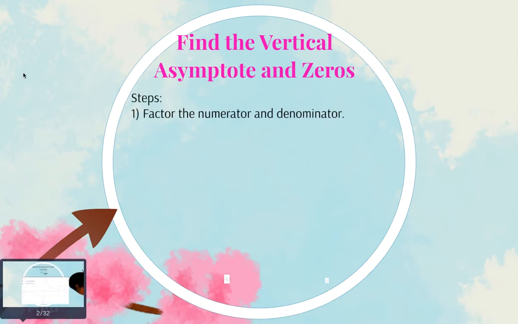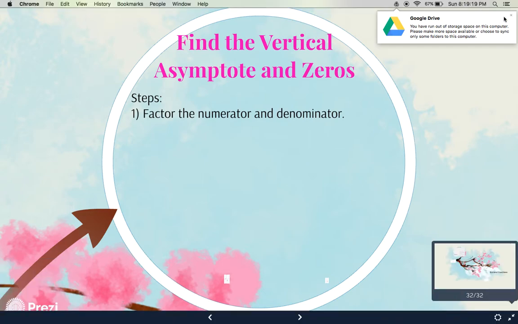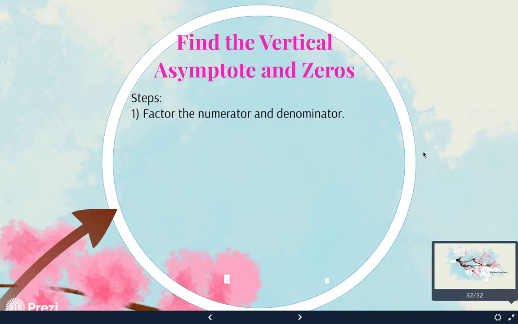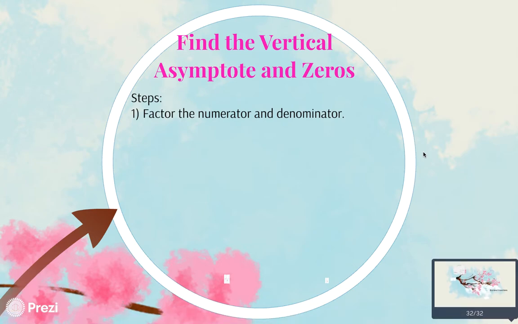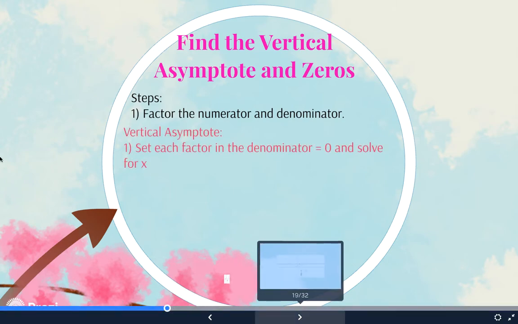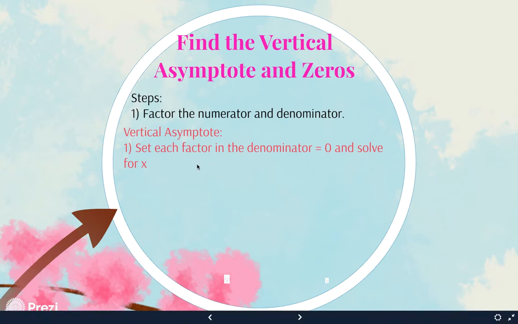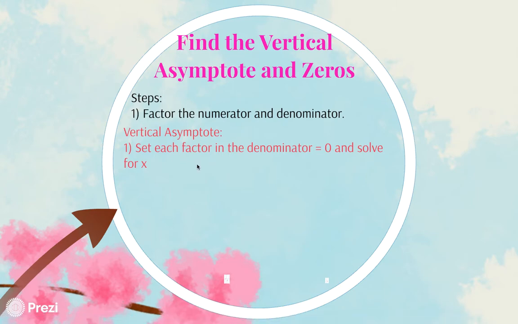Okay, so the steps we'll be doing on these. The first step will be factoring the numerator and denominator. Since we're back into the standard form of rational functions, we have to go back to doing all that lovely factoring. Then to find the vertical asymptotes, we're going to set each factor in the denominator equal to 0 and solve for x, which I'll explain why in just a moment. And to find the zeros is kind of the reverse. We're going to set each factor in the numerator equal to 0 and solve.